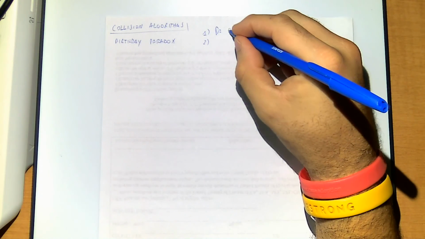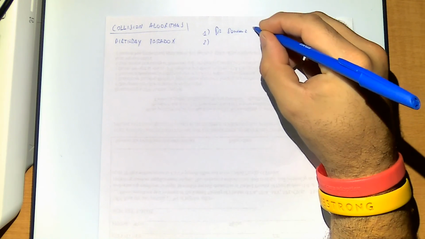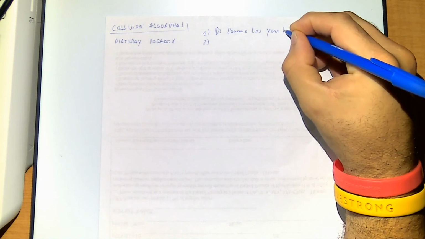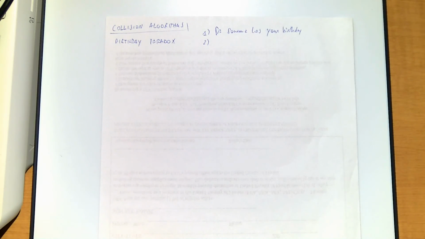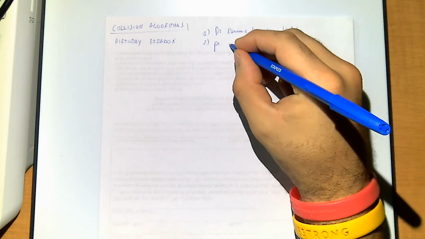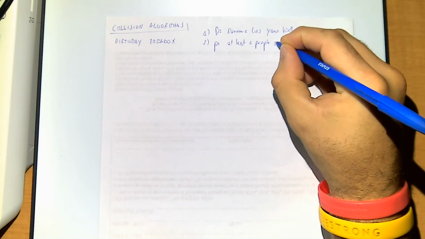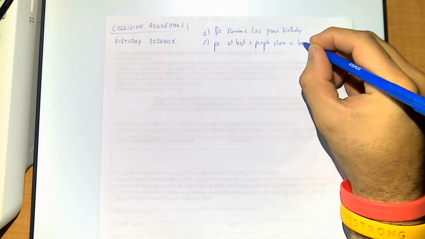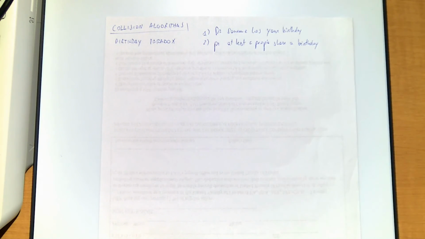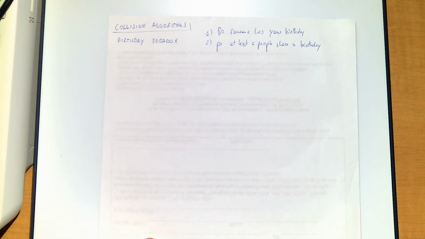What's the probability that someone has your birthday? And question 2 was the probability that at least two people share a birthday. Okay? So they look similar, but they're not the same question. So let's answer the first one first, because it's the easiest one.